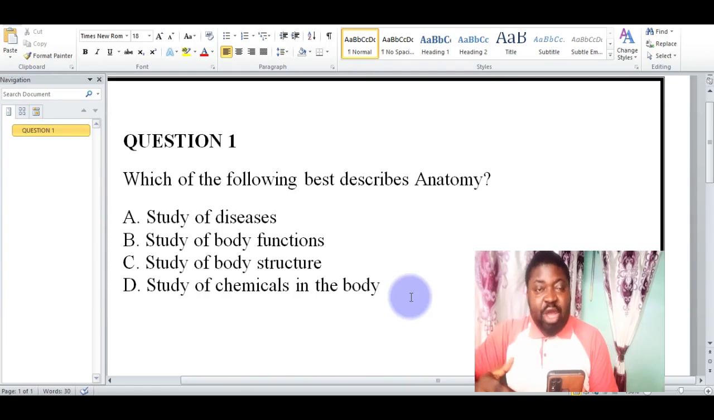In this series, we are going to be walking you through some vital questions and answers when it concerns anatomy. We want to look at some key questions, providing you with the answers and the reasoning behind them, for you to better understand the choices of answers which we are going to be selecting.